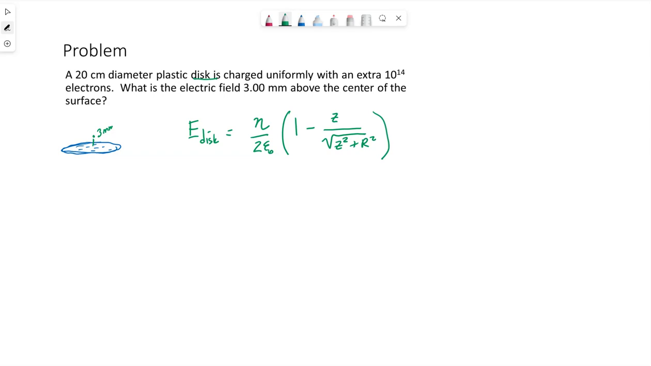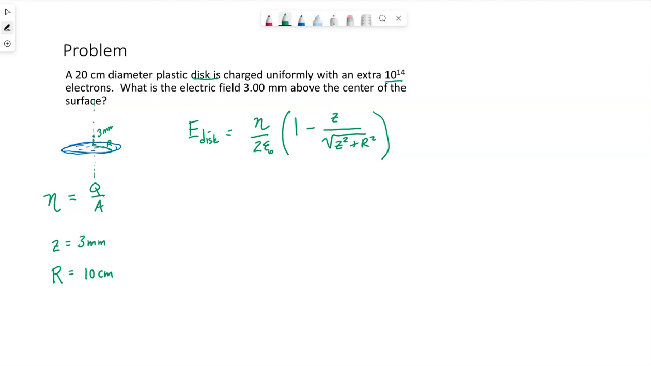So eta is the surface charge density, meaning the total amount of charge divided by the area that the charge is covering. Epsilon naught is a constant in the denominator. Z is that distance, the 3 millimeters. That's the distance along the axis, the axis that goes through the center. Capital R is the radius of the actual disk. We're given a diameter of 20, so the radius is 10 centimeters.